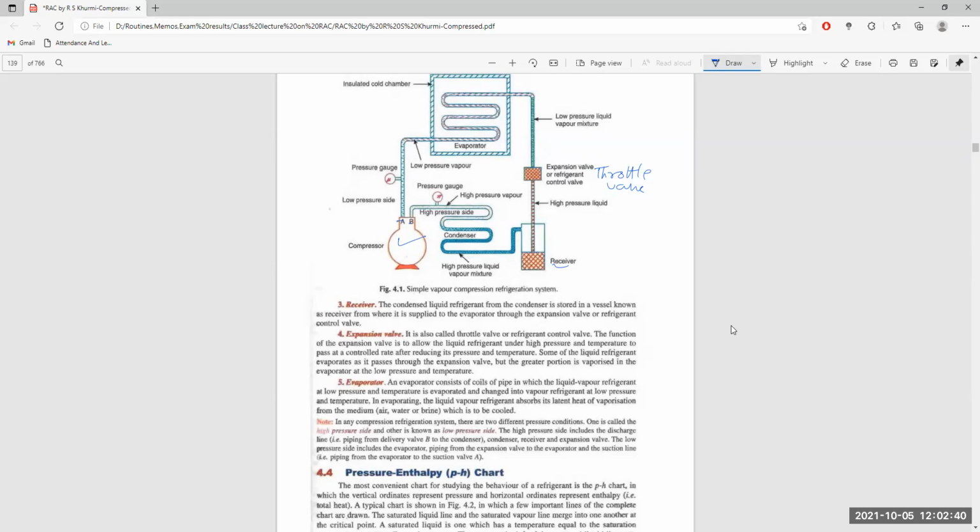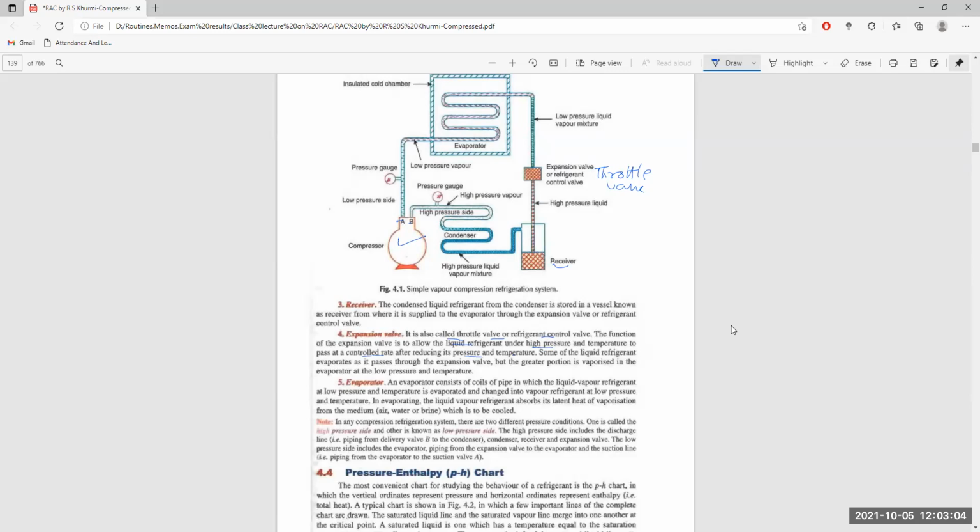Here, the high pressure liquid goes to the expansion valve or throttle valve, where it is expanded and both pressure and temperature are reduced, and it goes on as liquid refrigerant to be evaporated. This is called the throttle valve or refrigerant control valve. Its function is to allow liquid refrigerant under high pressure and temperature to pass at a controlled rate after reducing the pressure and temperature.